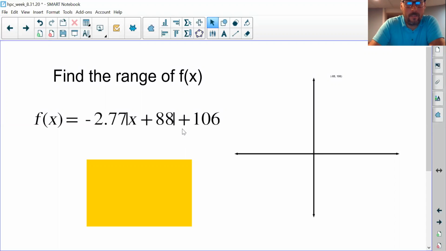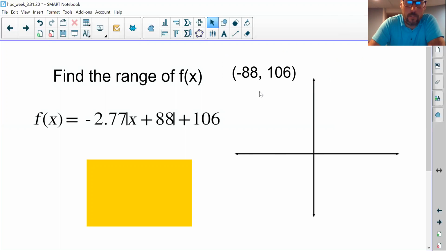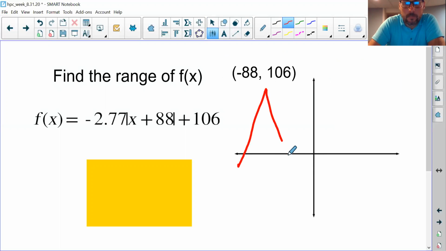But we really need a specific type of information here. I want to find all the y values. I know the basic idea, it looks like this V, but it went to the left 88 and it went up 106. So that vertex is 88 to the left and 106 up. It's way up here somewhere. It's upside down because of the negative sign, and it's skinnier than normal because all the y values got multiplied by 2.77. So just in my mind, I could kind of picture something like this. Upside down, skinnier than normal, and this vertex right here is 88 to the left and 106 up.